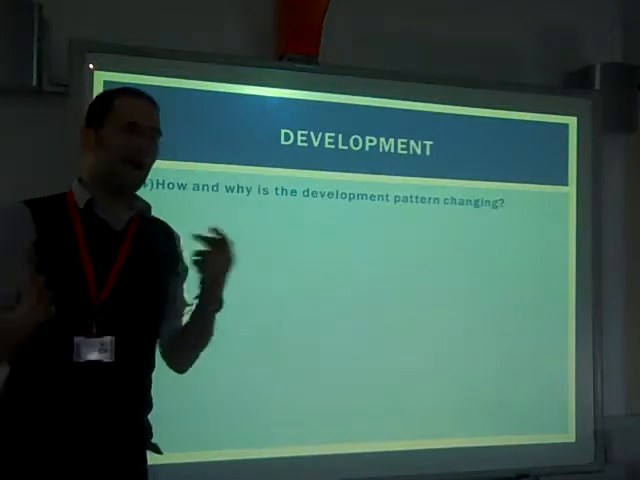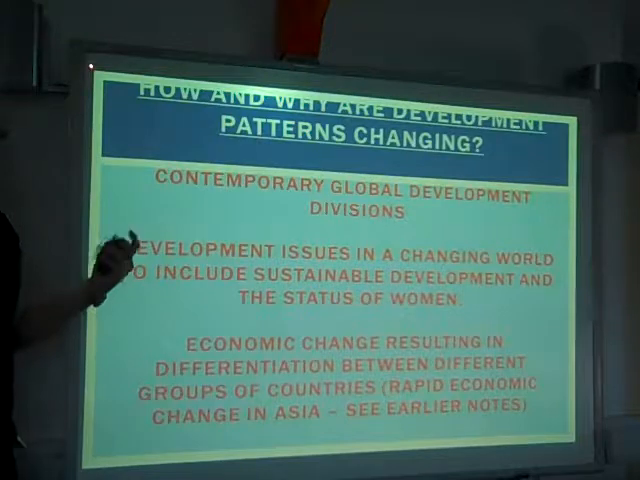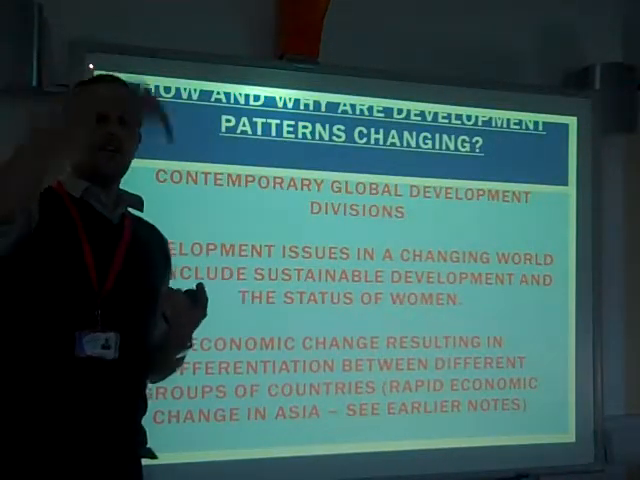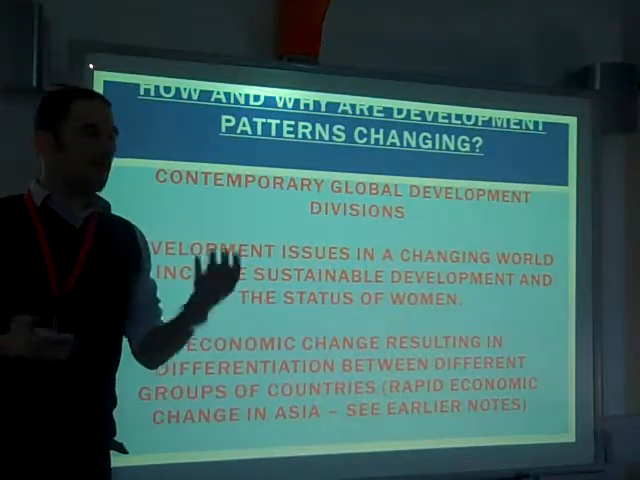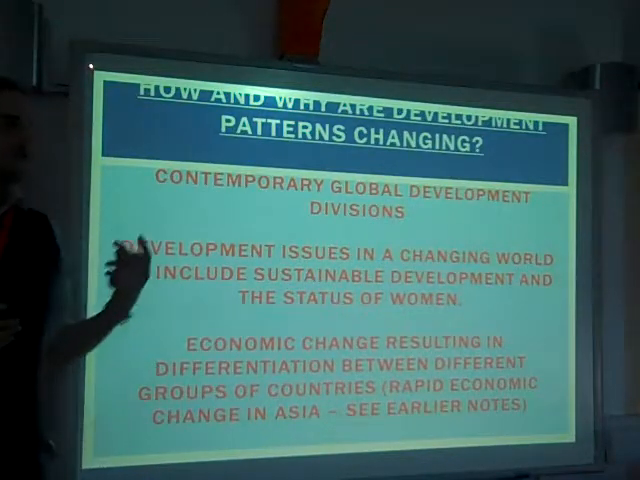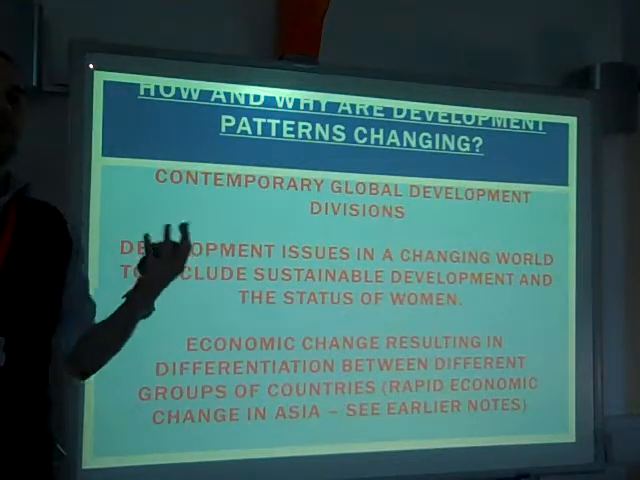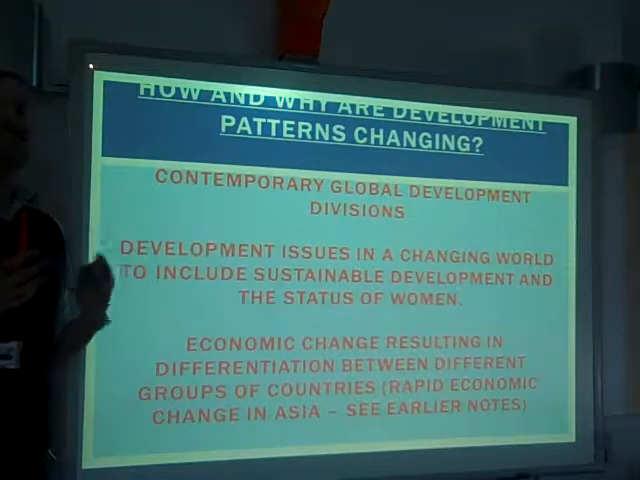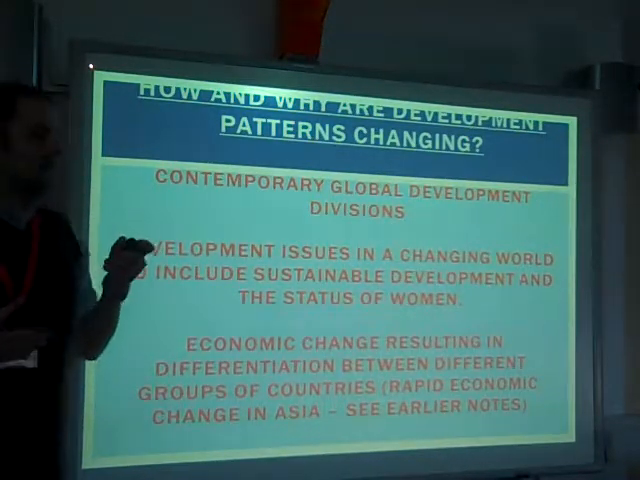Now, we've got to think about how and why the development pattern is changing. So, if we look at how things are divided at the moment, we have the rich north, the poor south. But ultimately, it isn't as clear as that, and we've got to research and understand how that is changing. First of all, there is economic change. So for example, you have rapidly industrialising countries, newly industrialised countries, and you have the Asian tigers, the countries that have taken off very rapidly in Southeast Asia.